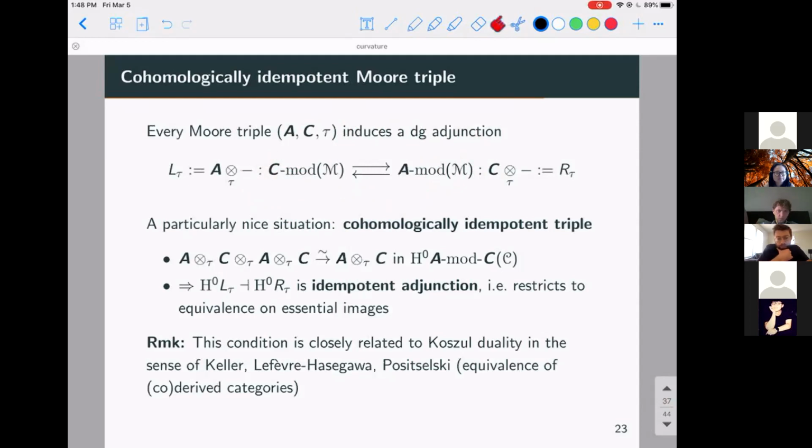And this condition seems to be very closely related to Koszul duality in the sense of Keller, Lefèvre-Hasegawa, and Positselski. But when they say Koszul duality, they really mean some equivalence of derived categories or some versions of derived categories. And in general, when you're dealing with curved objects, you don't really want to consider at least the usual notion of quasi-isomorphism. You can't. So you have to phrase this carefully. So I don't know that I want to say how precisely this condition is related, but yeah, it is closely related.